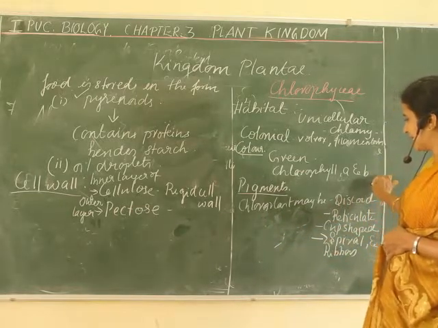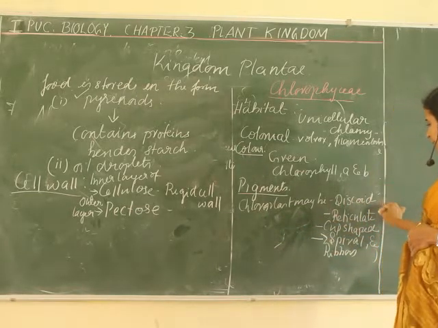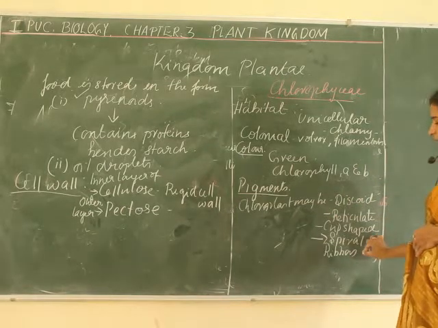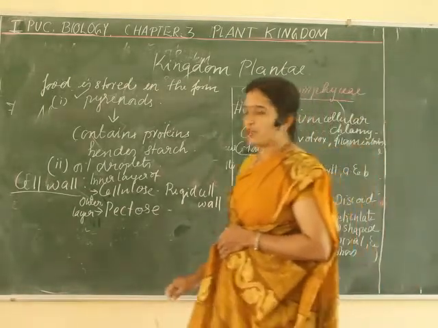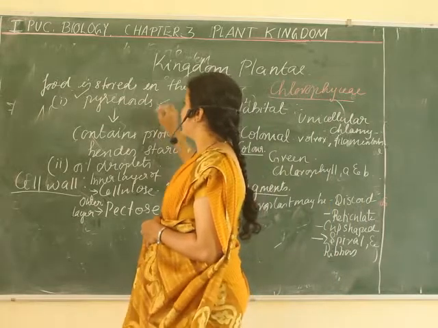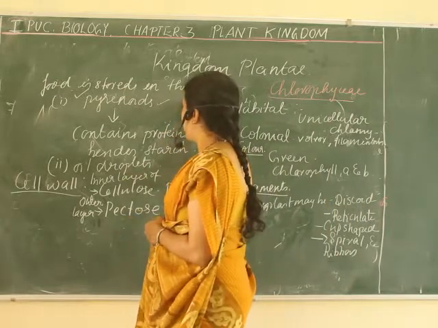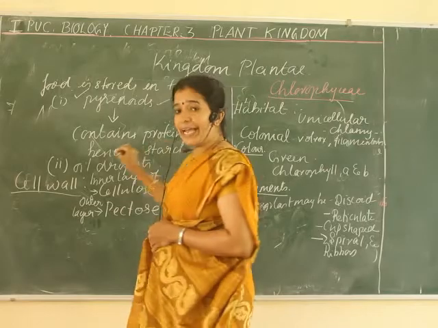Then the chloroplast can exist in the form of discoid, reticulate, cup-shaped, spiral or ribbon-shaped. These are the microscopic views. Then food is stored in the form of pyrenoids, which contain proteins along with the starch.